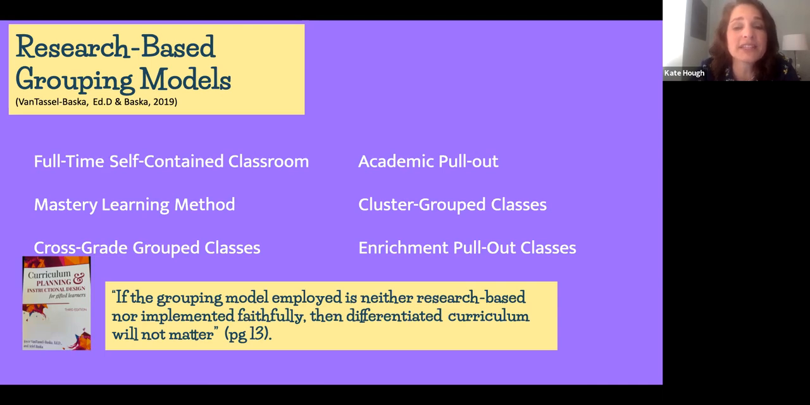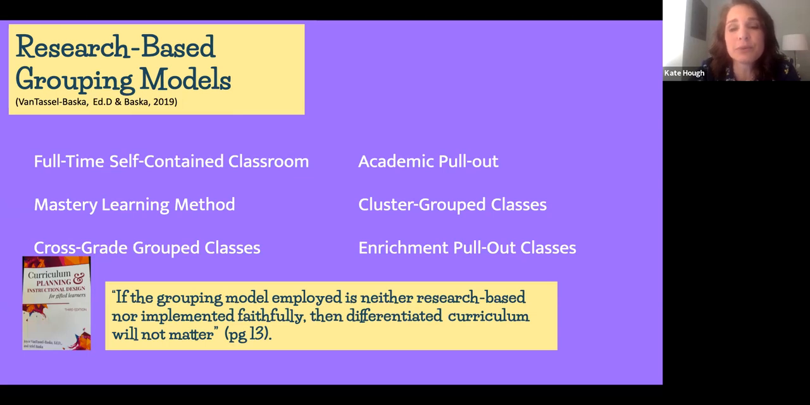Academic pullout, I think it's become a fairly common way of administering HAL services where you may come out of a specific class. Cluster grouped classes also have become fairly common, and I'm going to talk a little bit more about that on the next slide.